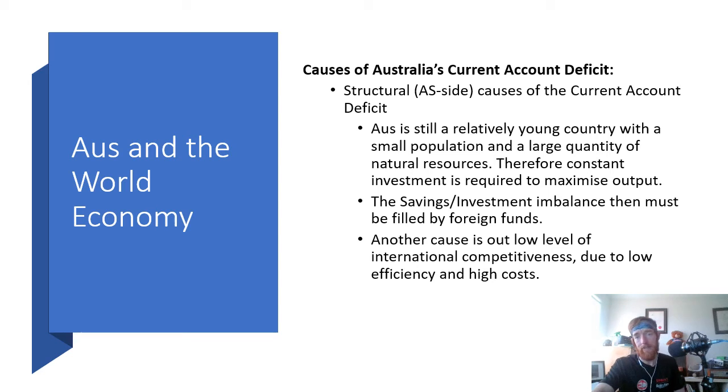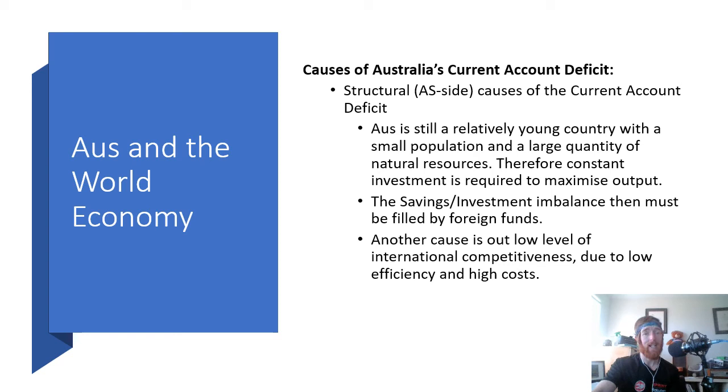There's also a savings investment imbalance in Australia, so we have very little savings and we have invested a lot of our money in property, etc. And because we're spending a lot more than we're saving, that gap needs to be filled with foreign funds so it can balance out. So banks will borrow a lot of money from overseas financial institutions, and that leads to interest repayments having to go overseas, which leads to more money leaving Australia and more of a current account deficit.